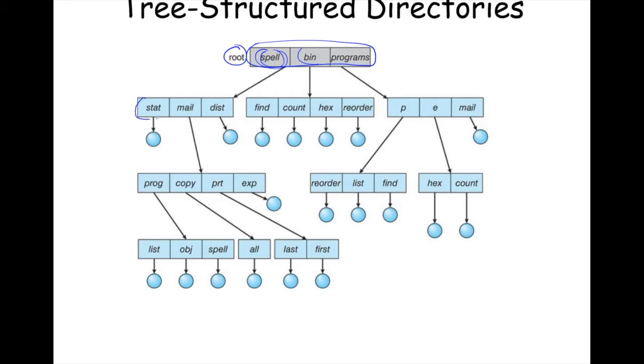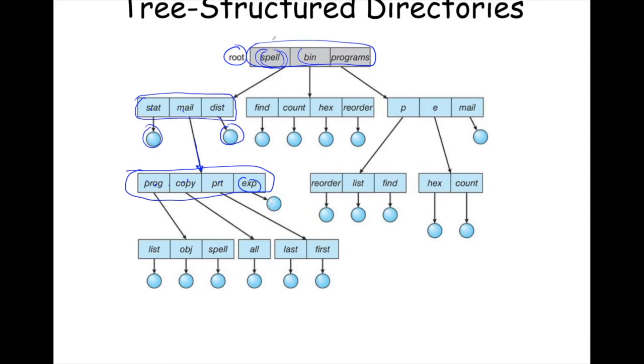Inside of that is another directory, and it has 3 entries: stat, mail, and dist, and they each point to different things. So stat is a file that points to data, dist is a file that points to data, but mail is a directory, and it points to a data structure on disk, which is another index, another directory. So that's a subdirectory. Mail is the mail directory. So that mail directory has some other subdirectories. It has a program subdirectory, copy subdirectory, print subdirectory, and an exp, that's a file.